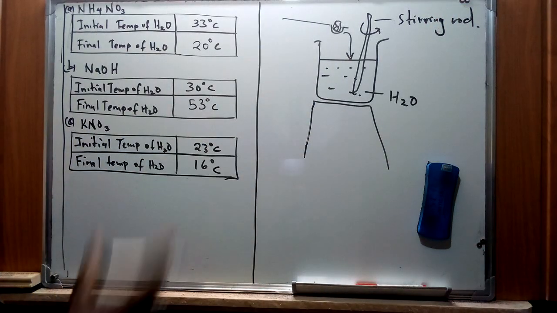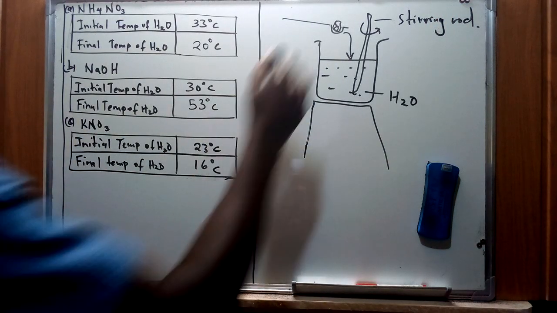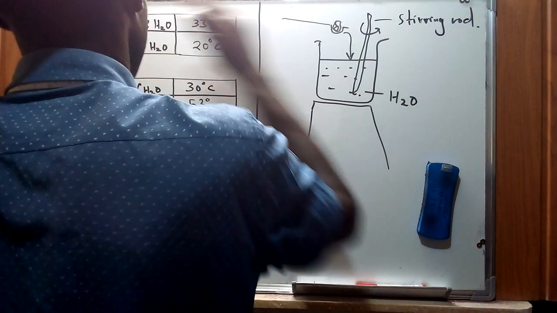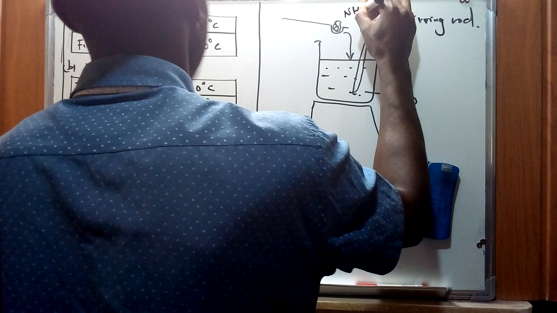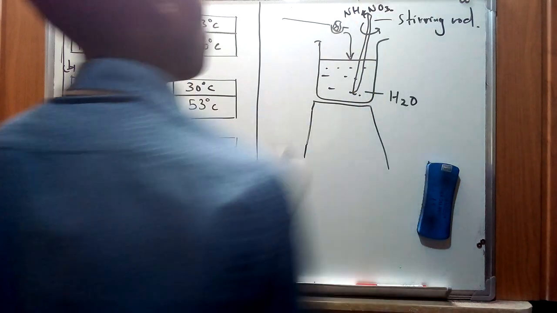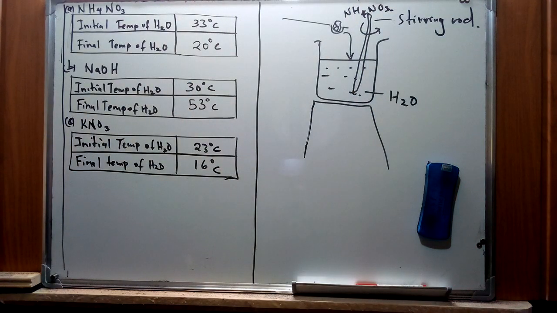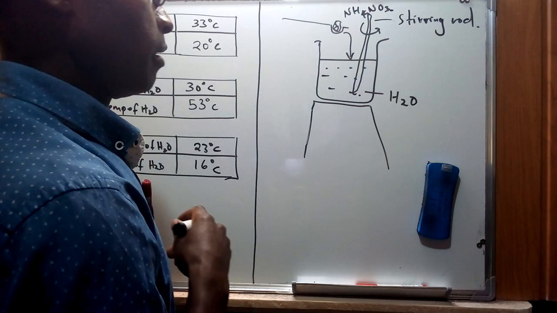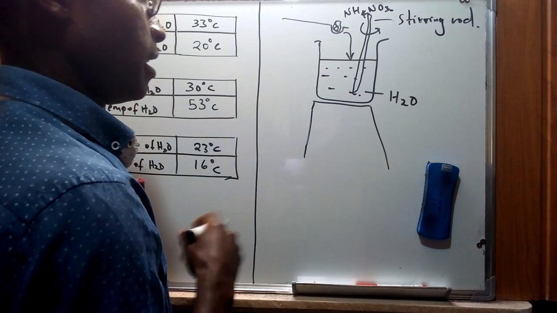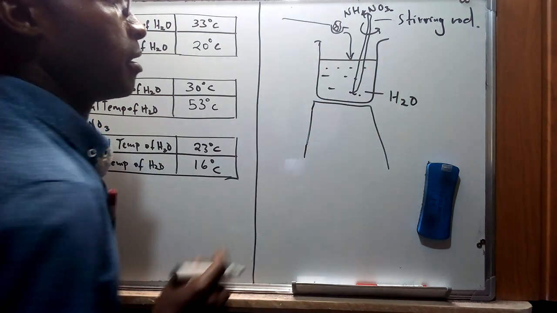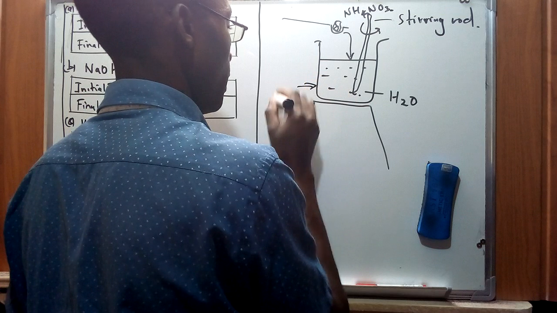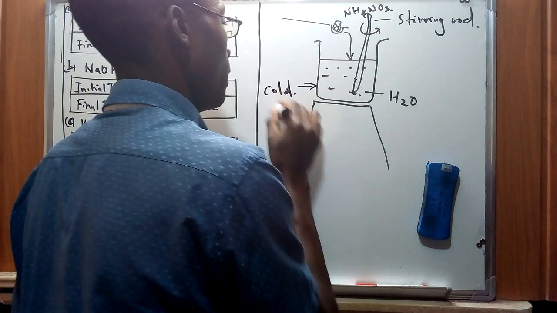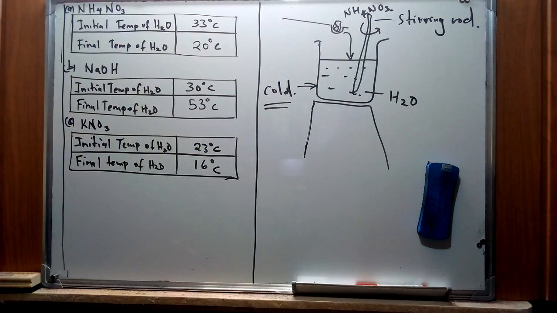Let's say the substance we have dissolved is ammonium nitrate. We stir it using this glass rod to ensure that it dissolves, and then we place the palms of our hands on the beaker. We'll note that there is a cold feeling on the surface of the beaker.